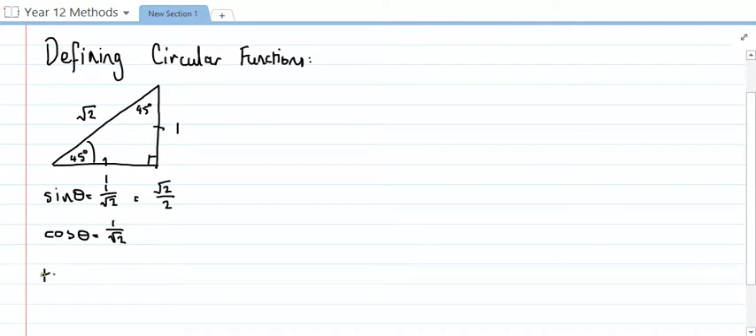As for tan theta, is opposite over adjacent, so the opposite in this case is 1, the adjacent is also 1, so it's 1 over 1, which is just 1. Made a slight mistake there. I should have written 45 degrees in each of these cases. So I'll just go back and fix that up.